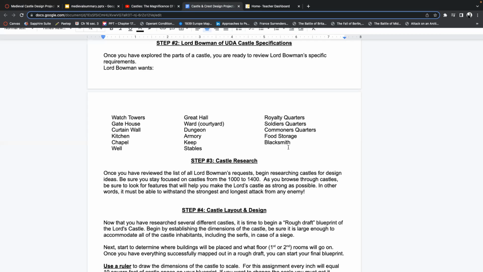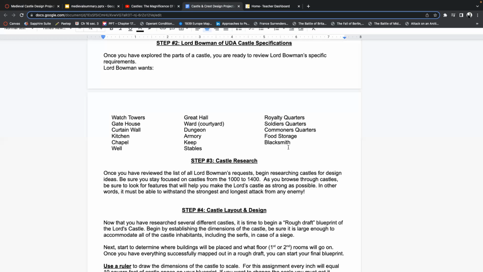What else here? So the royalty quarters. At the very peak of these castles you have the Lord, the King. They're going to be living at the very top. I mentioned a little bit about the living space of these areas, a big fireplace to help heat the living space. And they even had an outlook overlooking the whole kingdom, overlooking the whole manor. So take note of that.